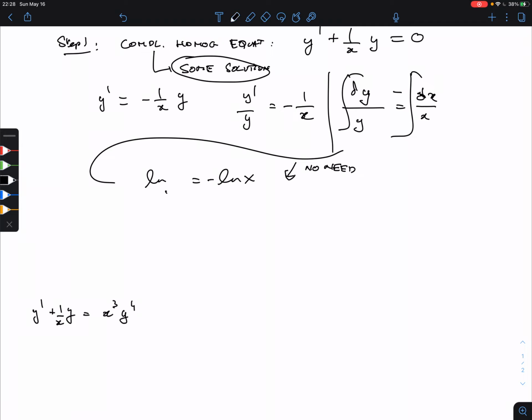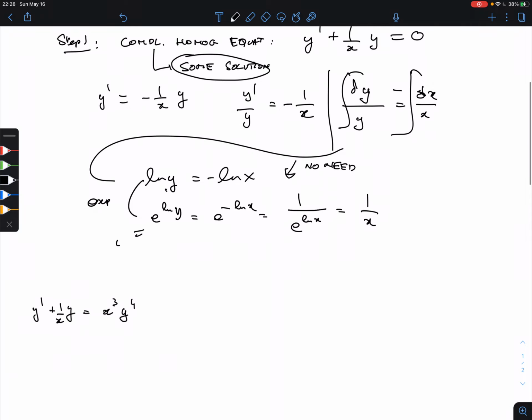Because all of a sudden, the things that need to happen don't happen. So we have a minus sign here. Now you say, oh, what is that? So why is it negative x? No, be careful. What we have to do is exponentiate, right? So there's e^(ln y) equals e^(-ln x), which is, if you want, 1 over e^(ln x), which of course is 1 over x. And this, of course, is just y. So what we have is that y is 1 over x.